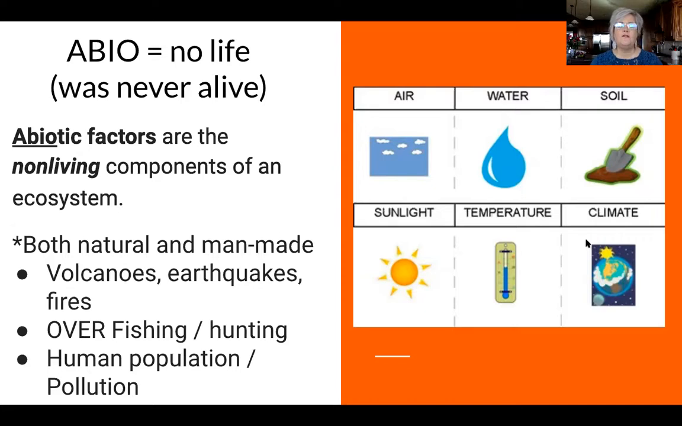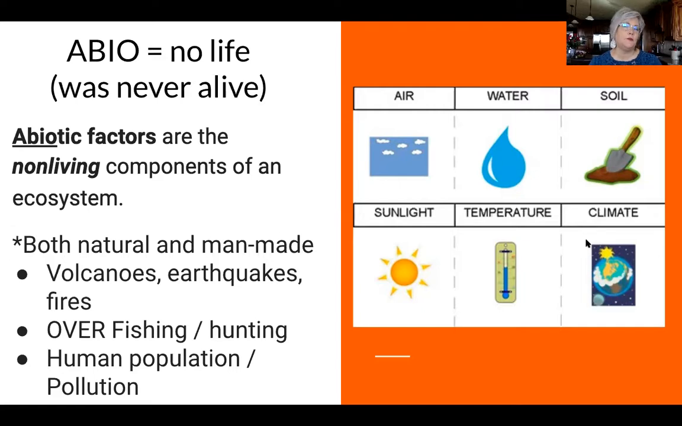Something like overfishing or overhunting. Hunting and fishing are regulated for a reason, because they don't want people to deplete populations. And so what would happen if that was an abiotic factor? Also human population. As people expand and they build, what happens to the biotic factors in an ecosystem that's already there?